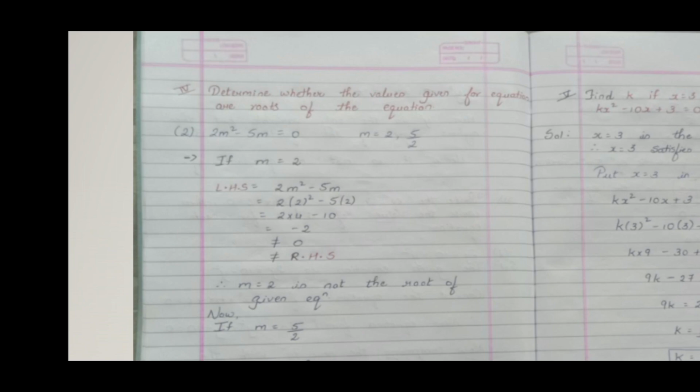Now the first root that is given, we'll consider that m is equal to 2. Now considering the left hand side, that is LHS of the equation, we have 2m squared minus 5m. Substituting m by 2, we get 2 into 2 squared minus 5 into 2. That gives us 2 into 4 minus 10. That makes it 2 into 4 is 8 and minus 10. 8 minus 10 gives me minus 2.